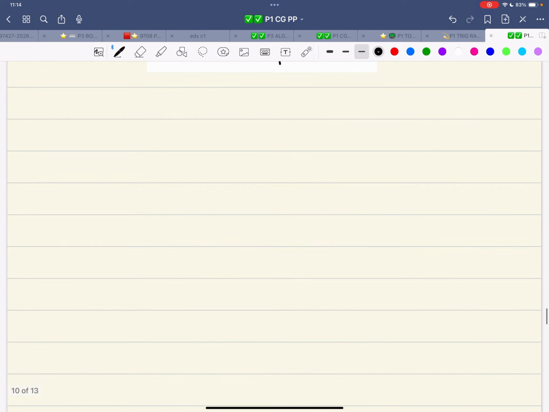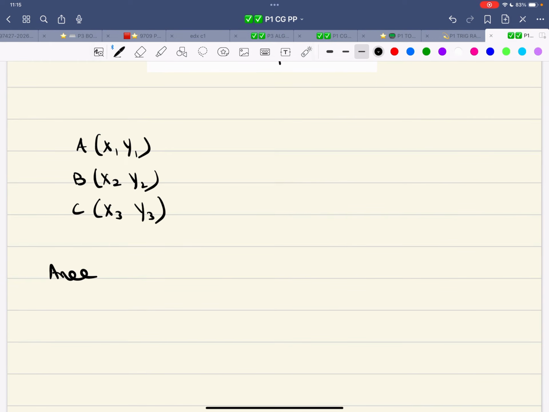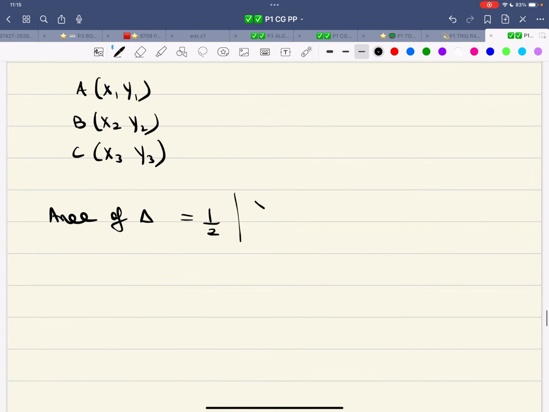So let me also explain you this way. If I'm talking about a triangle, A is x1, y1, B is x2, y2, C is x3, y3. The same formula can be used. The half will still be there. Area of triangle, that is half. This half has nothing to do with half base into height. So this is x1, x2, x3, x1, y1, y2, y3, y1. So again, you apply in this order, multiply, multiply, multiply.